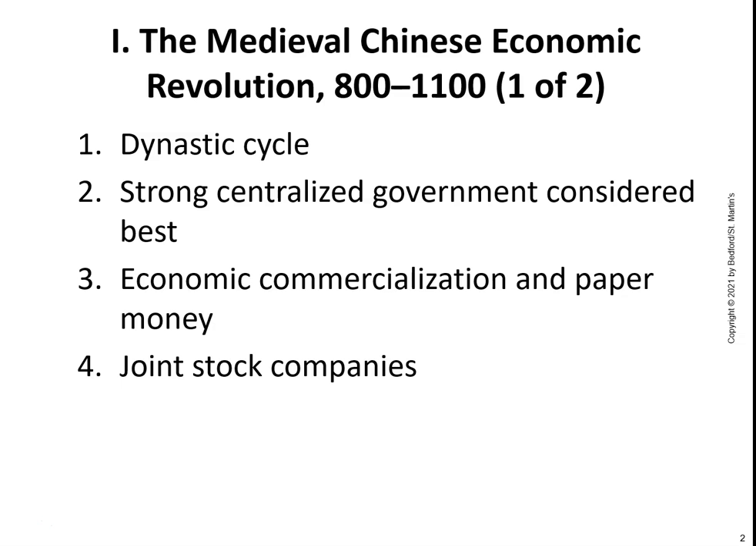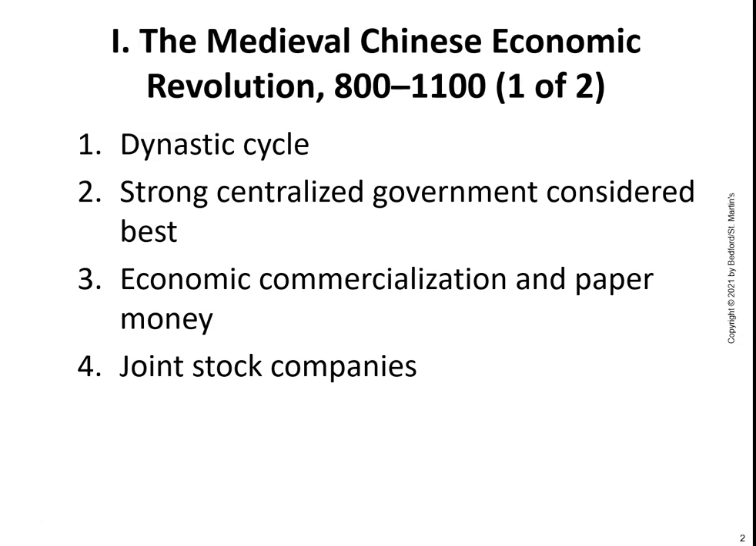So the medieval Chinese economic revolution lasts from 800 to 1100. Chinese historians have viewed the rise and fall of dynasties in what they have identified as the dynastic cycle. The cycle was predictable, beginning with the dynasty's growing strength, the avoidance of paying taxes by the well-off, and the eventual decline of power. Chinese political theorists considered a strong centralized power the best way to form an organized government.